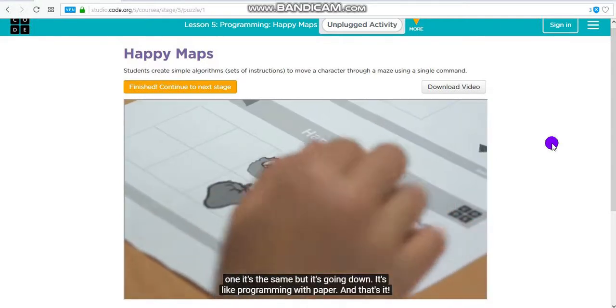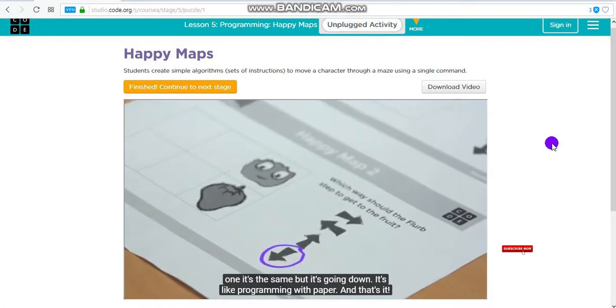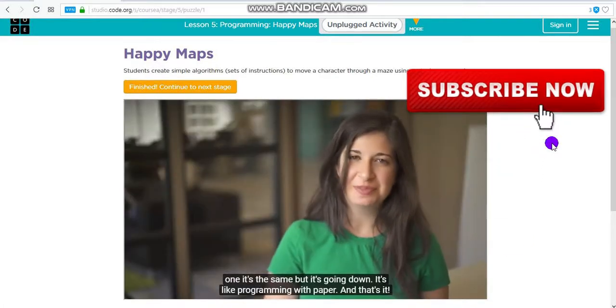In the second one, it's the same, but it's going down. It's like programming with paper. And that's it.